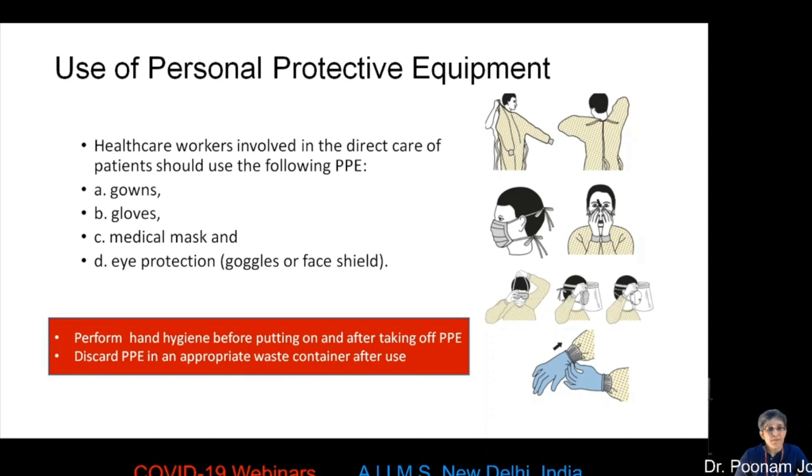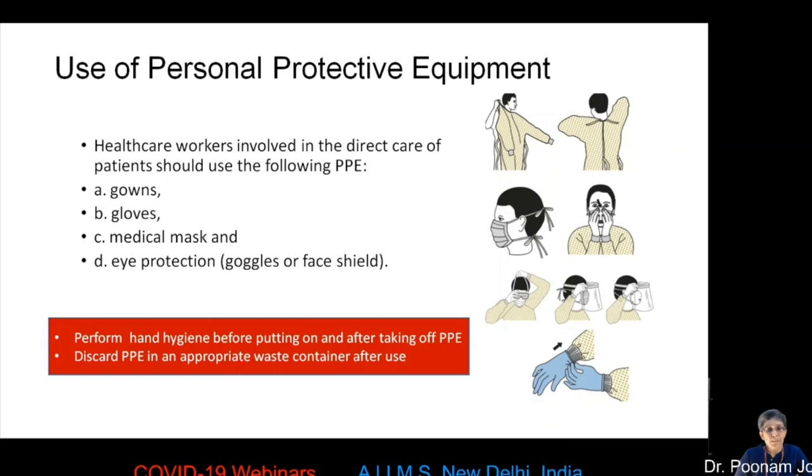The second important component of standard precautions is the use of personal protective equipment. Healthcare workers involved in direct patient care should make use of the following PPE: gowns, gloves, medical mask, and eye protection, including goggles or face shield. Selection of personal protective equipment should be done very carefully, considering the nature of activities we are involved in. For example, when we are performing aerosolizing procedures where aerosols are likely to get generated, such as endotracheal suctioning, bag and mask ventilation, providing non-invasive ventilation, or during bronchoscopy when we are assisting.